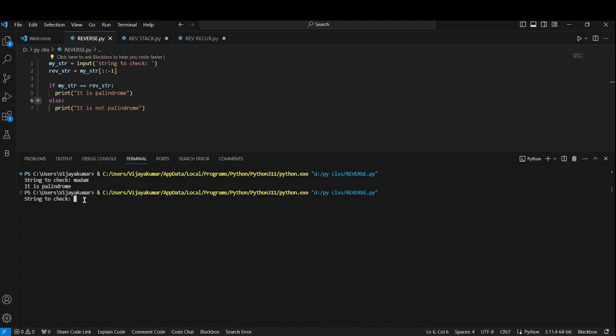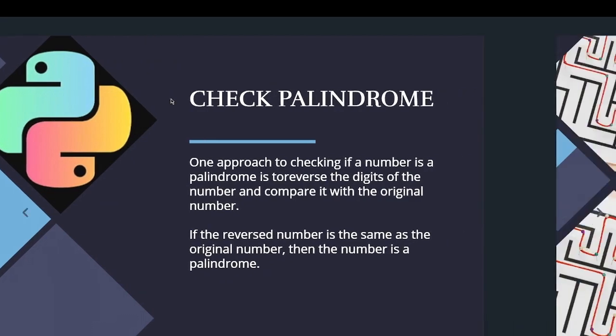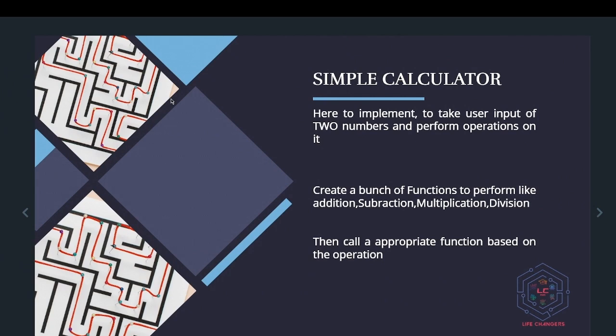If you give other words like apple, it gives the output that it is not a palindrome. So I hope you are clear on checking a palindrome in Python. Then we dive into the next concept, a simple calculator.